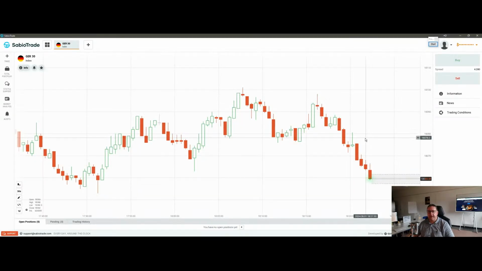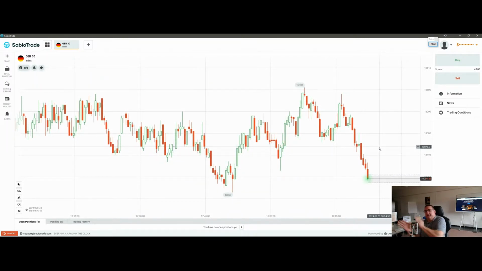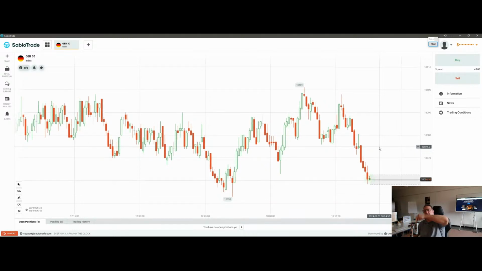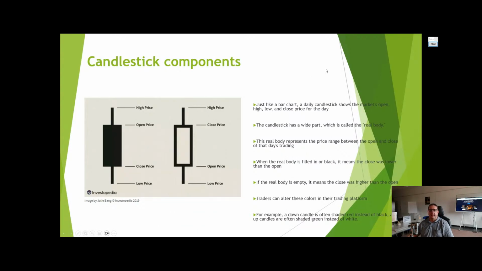We look at the price, we look at the chart here, and then we try to figure out something. We want to see something in the future, but we cannot influence the price. And that's the big problem. So, what does it mean? A candlestick tells us a different story.